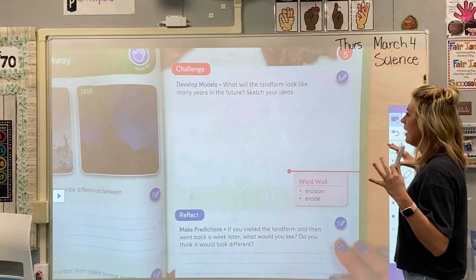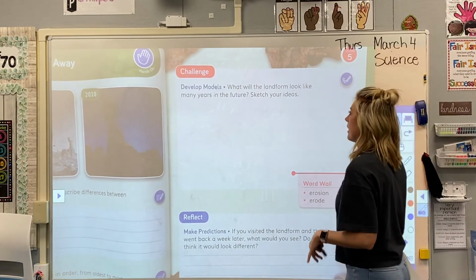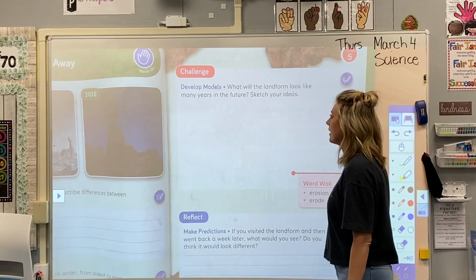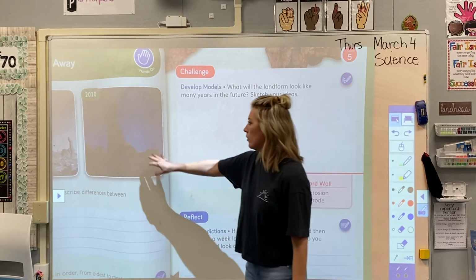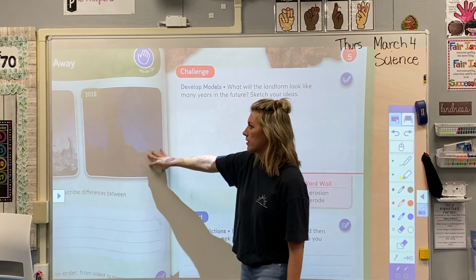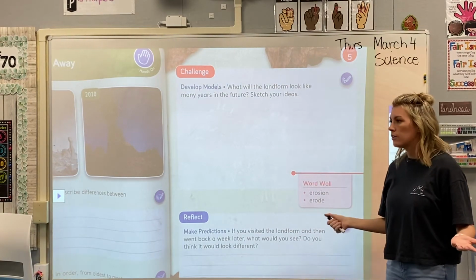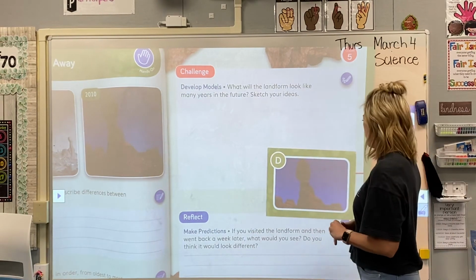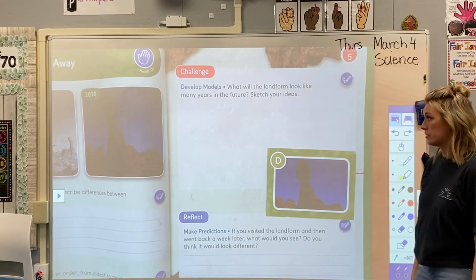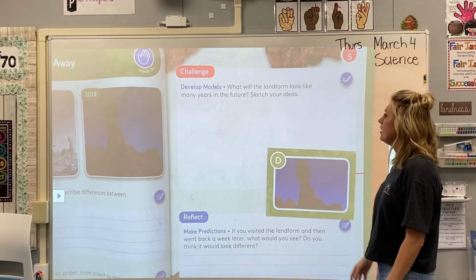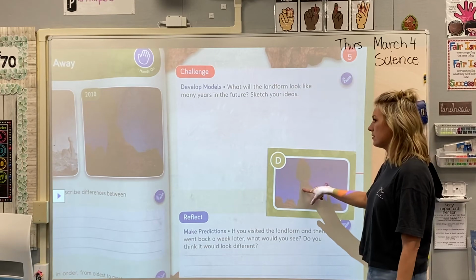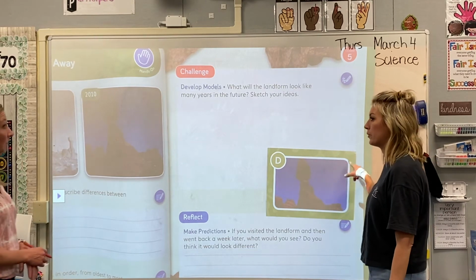Let's jump up and do the challenge together. It says, what will the landform look like many years in the future? Well, it's convenient that this picture is right here next to it, because that's the most recent picture we have, which is 11 years old. This one right here was taken in 2010. It's 2021 now, guys. So what do you think is going to happen to this in the future? What will it look like?